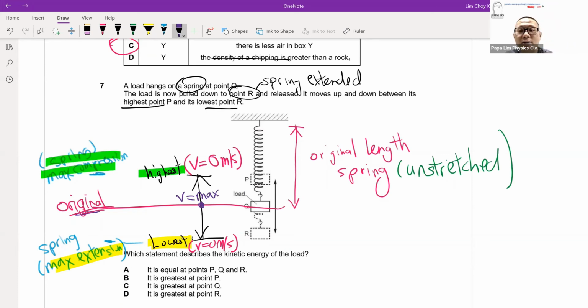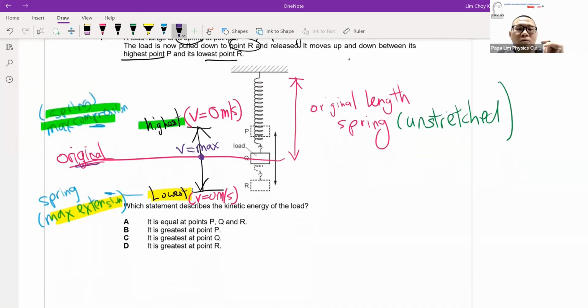This is what I mean by when you look at spring oscillations, there are these 3 points that you students have to take note of. With this in mind, you will be able to look at what is happening. Because with this information, 0 meters per second, 0 meters per second, and maximum speed, you can infer that at the highest and the lowest, the kinetic energy will be 0, or the lowest. And of course, the kinetic energy will be maximum at the middle section.